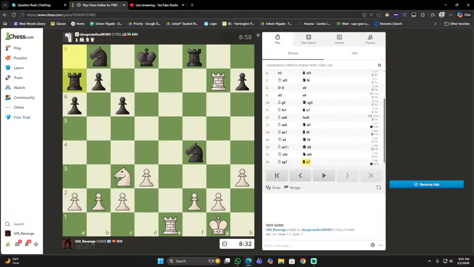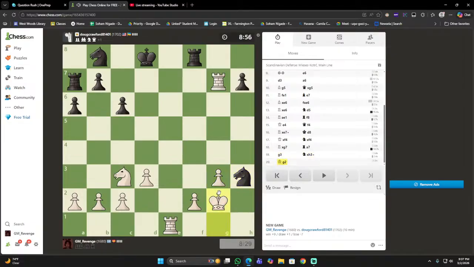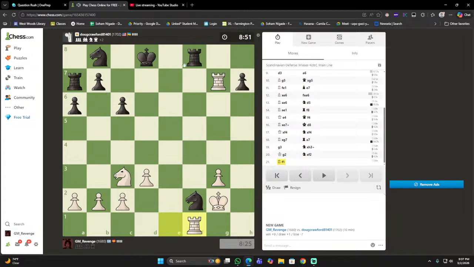Play some weird business. Let's kick this knight out. This is losing for him because doesn't he get trapped? Oh my god, bro. He gets trapped though.